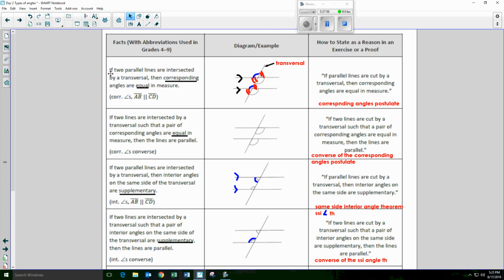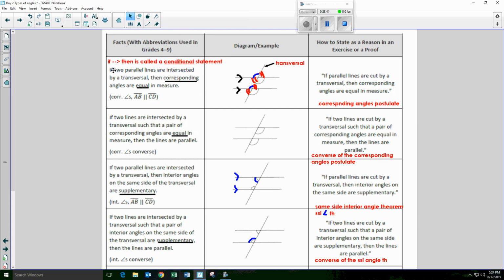Okay, so it says, if two parallel lines are intersected by a transversal, then corresponding angles are equal in measure. First off, if you have an if-then statement, that's called a conditional. C-O-N, if, then is called a conditional statement. Vocab. So all of these if-then statements are conditionals. They're all if-then statements if you look down this page here. It's called a conditional statement, just so you know that vocab.